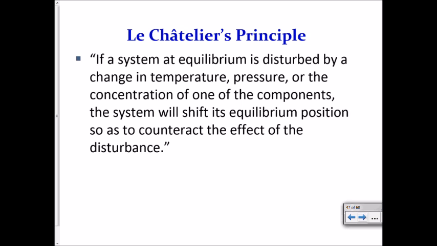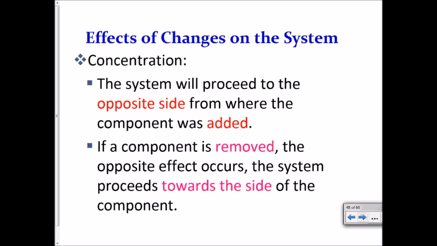Okay? So, the effect of the disturbance, it's a stress. They could also say if they put a stress on the equilibrium system, it's going to counteract that stress, and it's going to proceed in the other direction in order to reestablish that K value, that proportion of the products over the reactants. So we're going to look at, I believe, concentration first. Let's take a look at how concentration affects equilibrium.